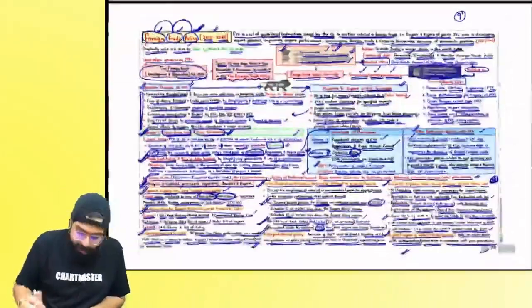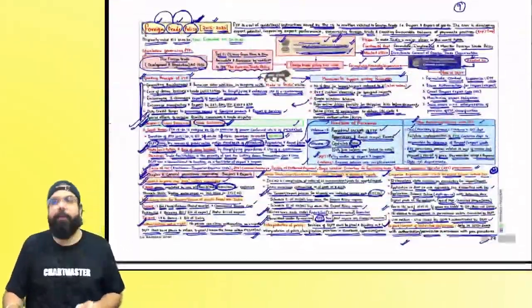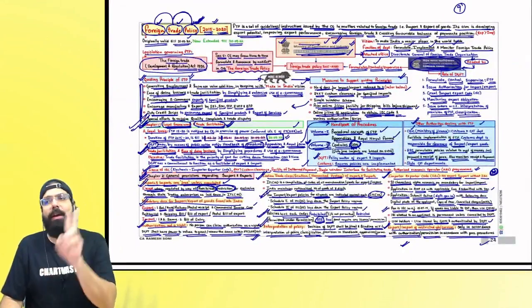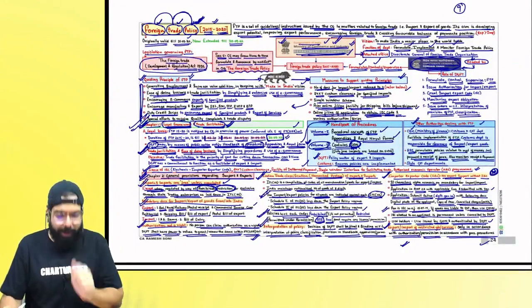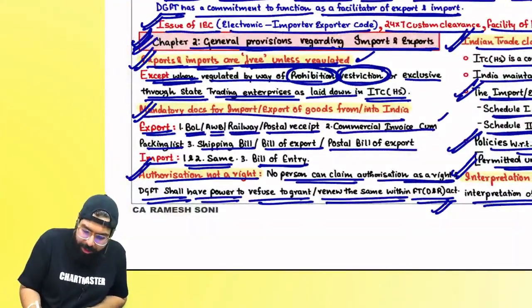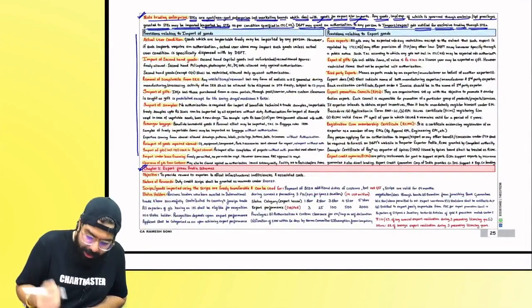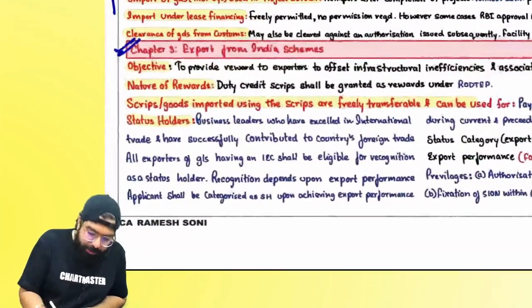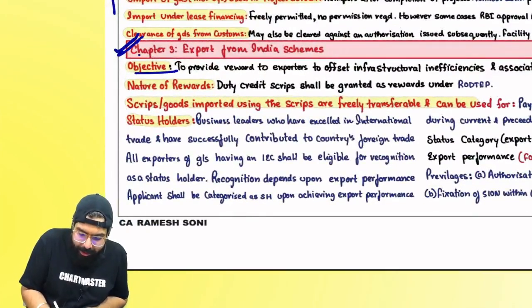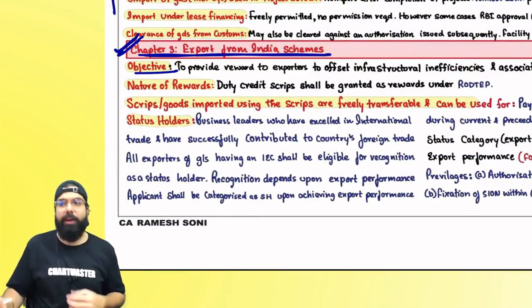Now, we went ahead and understood chapter number one. Chapter number one told legal framework and trade facilitation. Second chapter told, sir, general provision regarding import and export. The third chapter, Baba, I'll talk about at the last, okay? Now, the third chapter is telling export from India scheme. Everyone listen to me very carefully.